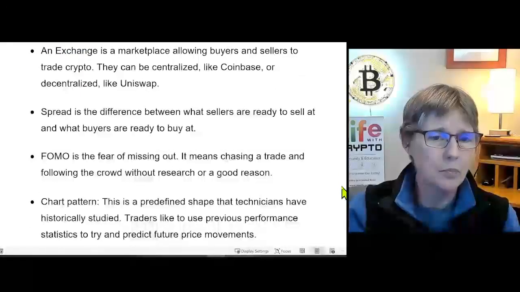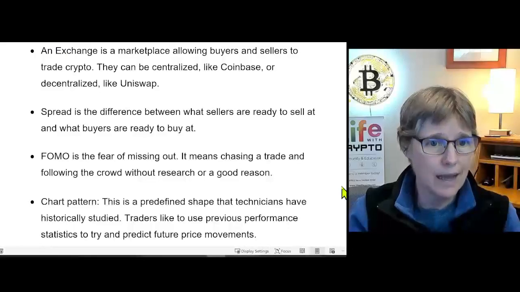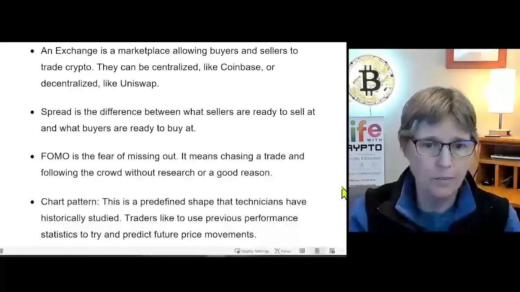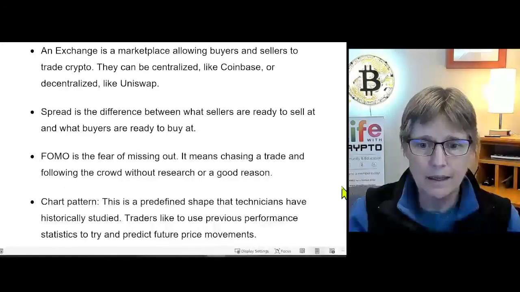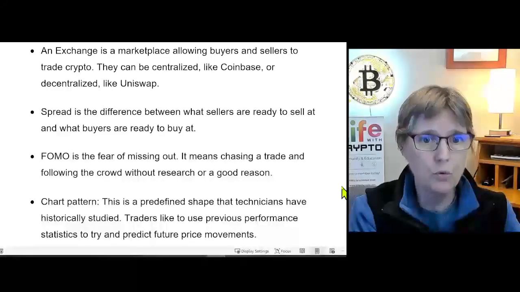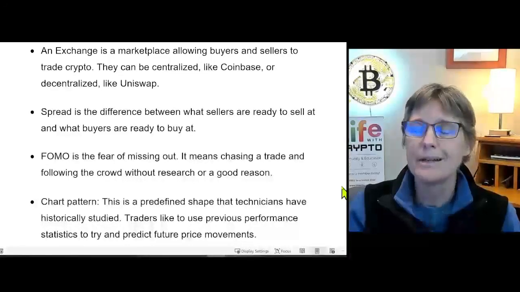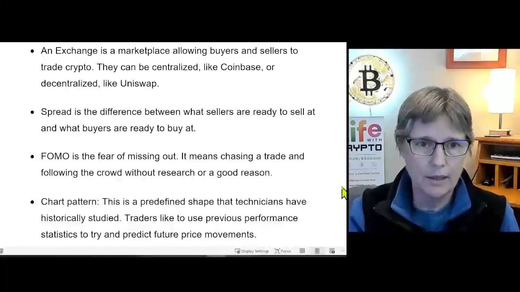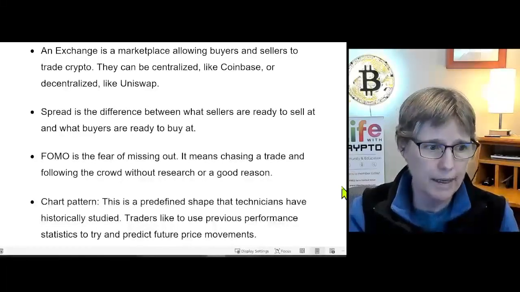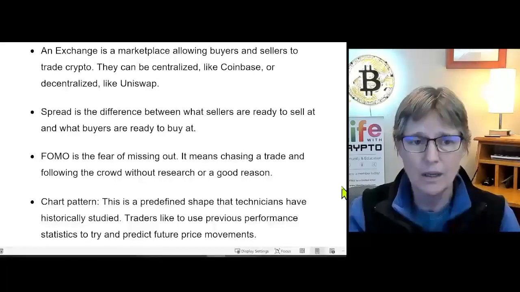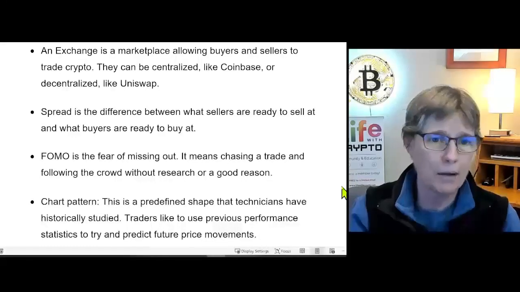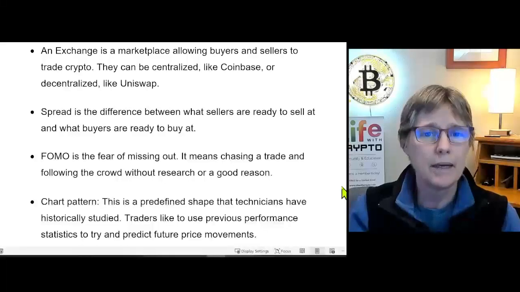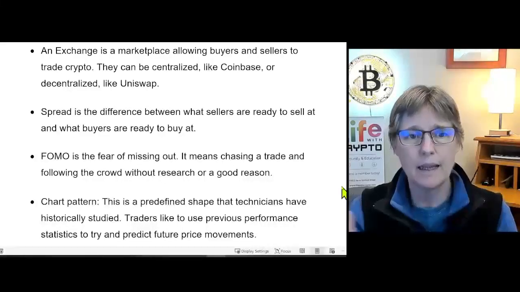So, spread. The spread is the difference between what sellers are ready to sell at and what buyers are ready to buy at. The spread is something you'll hear high performance traders talk about a lot. The spread can eat up your profit if the spread is too wide. It's hard to know exactly what the spread is. Well, not really. You can look at the order book and the order book can give you an idea of what the spread is. But I don't want to get into too much high-end detail in this training. So you can always Google some more about spread when it comes to exchanges if you want. I'll talk a little bit more about it here in just a minute. But it's the difference between what a seller's ready to sell at and what a buyer's ready to buy at.